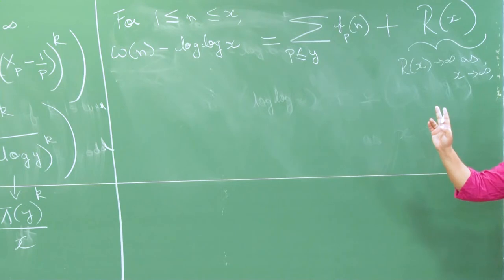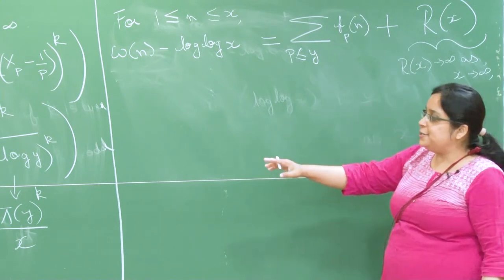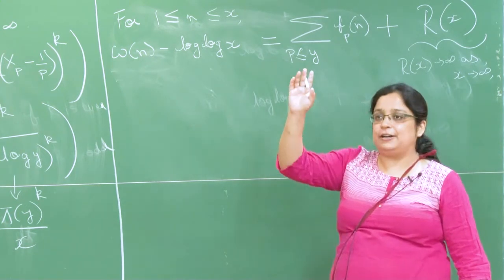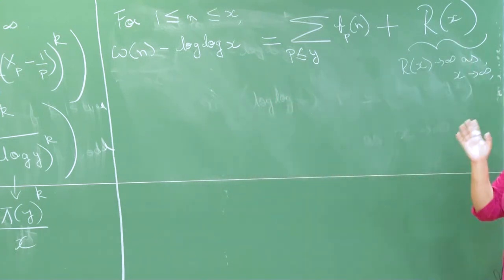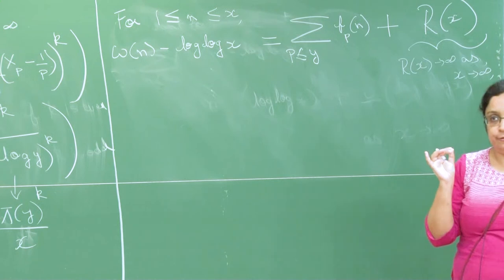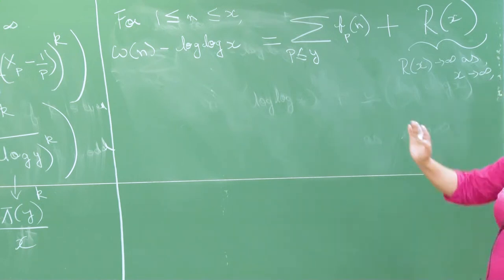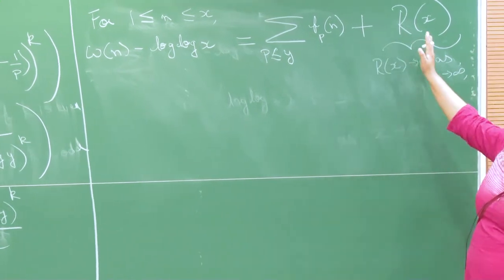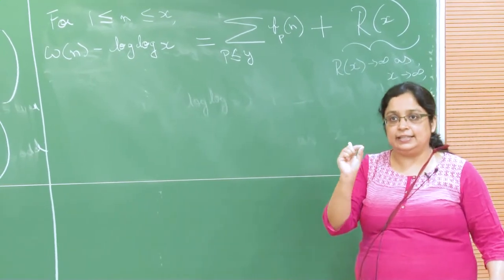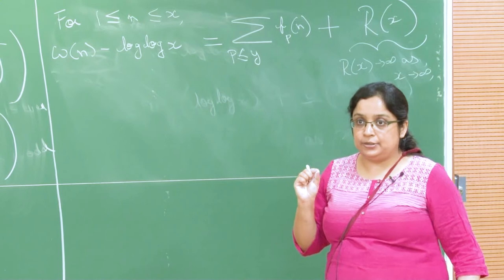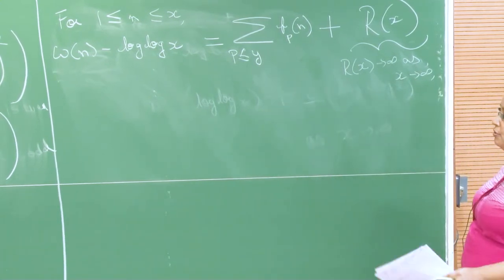Last time we had seen that if you choose y to be equal to x raised to the 1 over log log log x, then you get an error term here. But why we made that type of choice of y was not clear. So we'll actually expand this, put it in the setting where we have, and then see why we need that type of choice of y. Okay. So now what do we have?